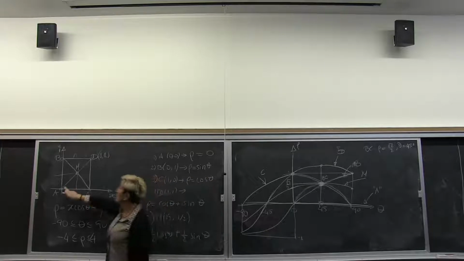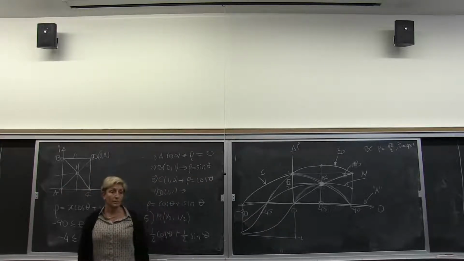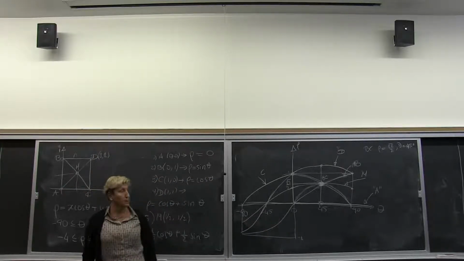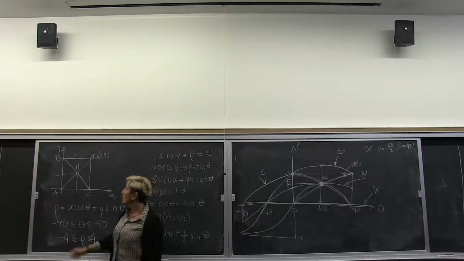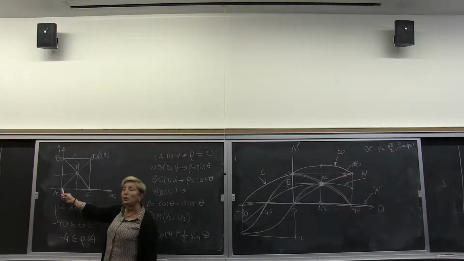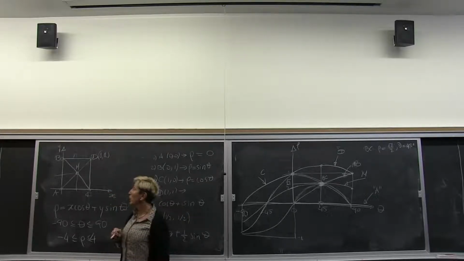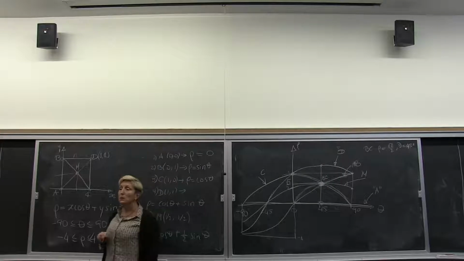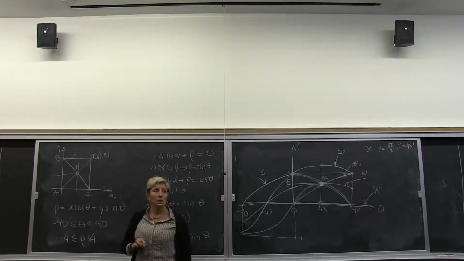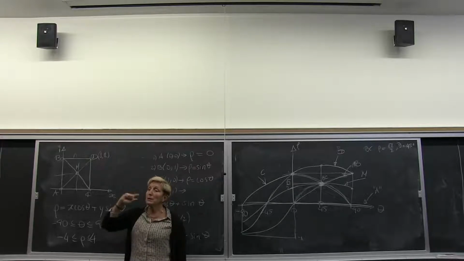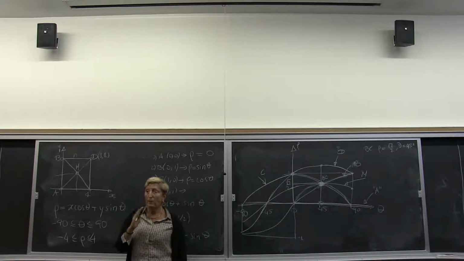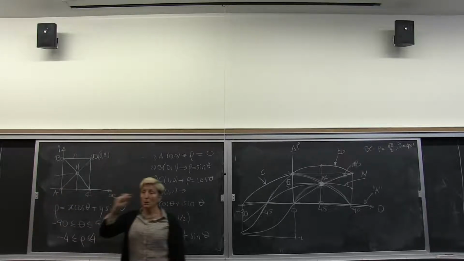How about the diagonal AD? Sorry, say that again? I was going to say the same rho and then negative 45. The same rho. Are you sure? Rho is 0, right? Well, remember what rho is. Rho is the distance from the origin to the line. Okay? The line passes through the origin, so the distance is 0.